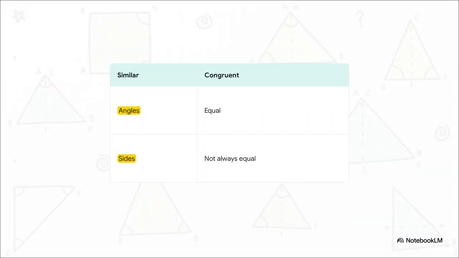It doesn't. Matching all 3 angles only proves that the triangles are similar, which just means they have the exact same shape. Think about it. You could have a tiny little equilateral triangle and a giant one. Same angles, right? 60, 60, 60. But they are obviously not the same size. So remember, AAA proves similarity, not congruency.